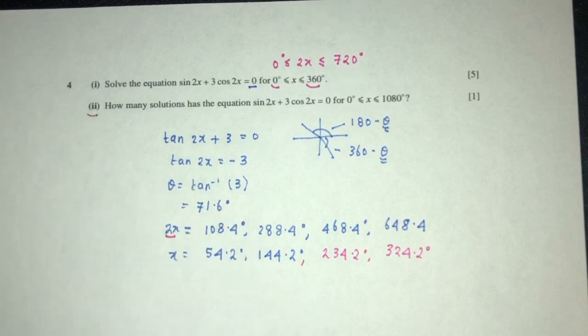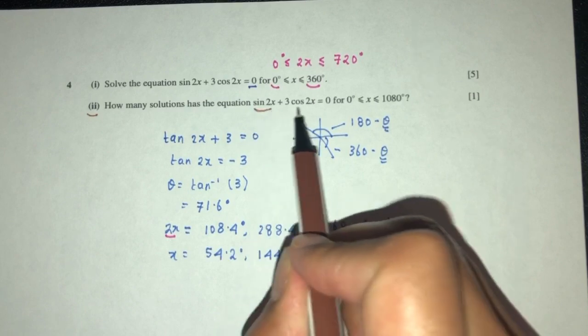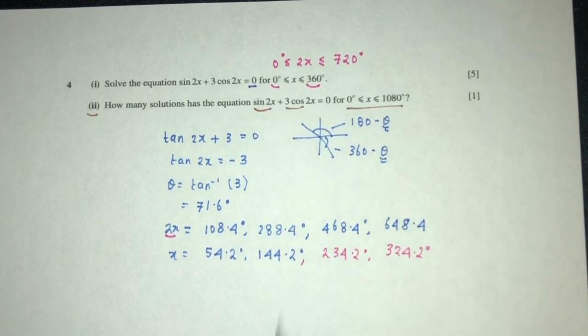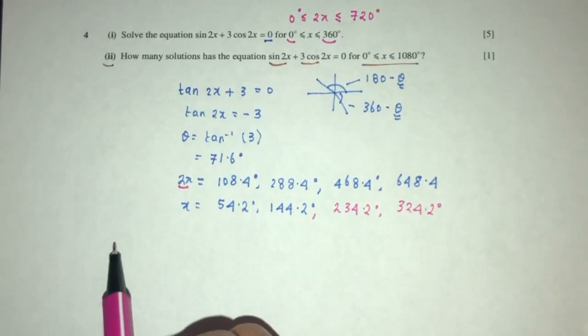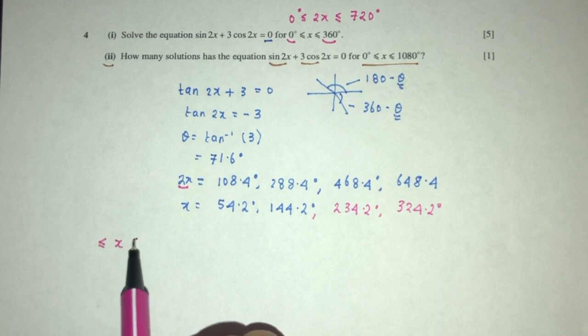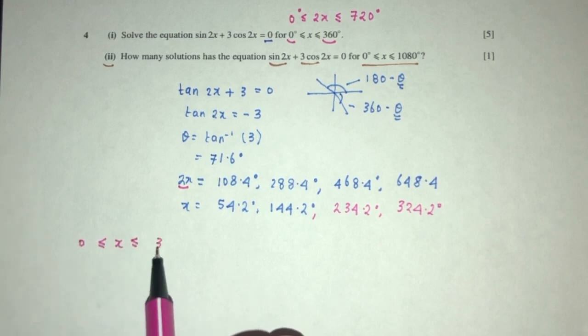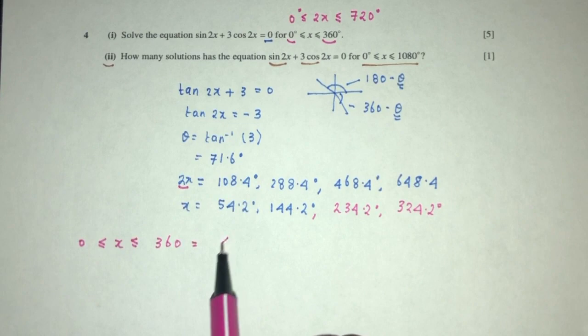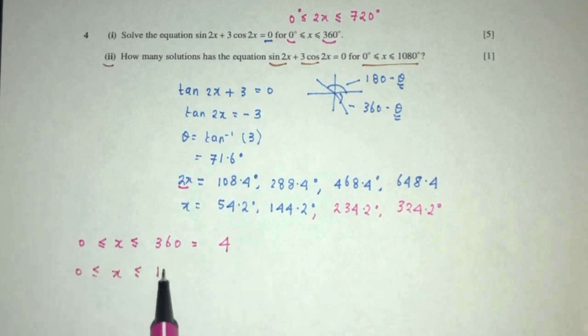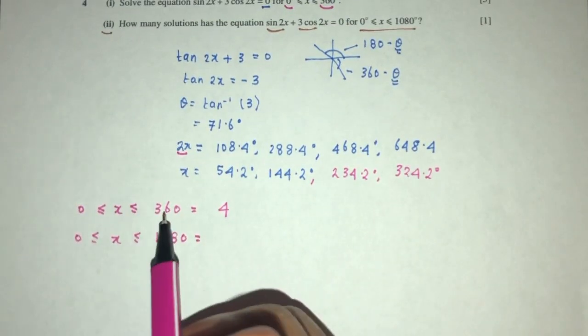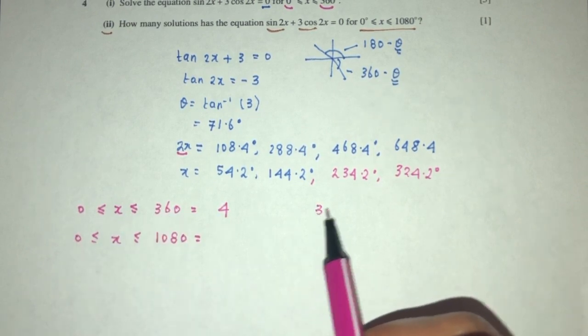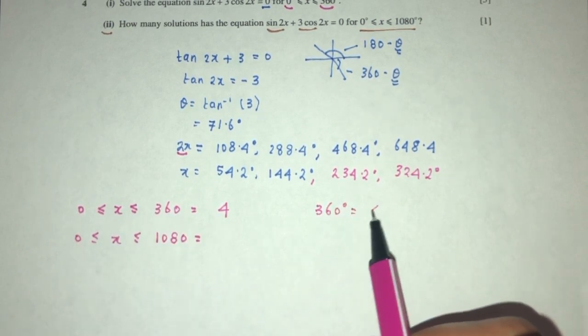Now for part 2, we have to find how many solutions the equation has in this domain. So pretty easy, we'll just use ratio. For example, if x is between 0 and 360, we will have 4 solutions, right? Now if x is between 0 and 1080, we will have how many solutions? So pretty easy. For this domain, 360 minus 0 is 360 degrees, we will have 4 solutions.